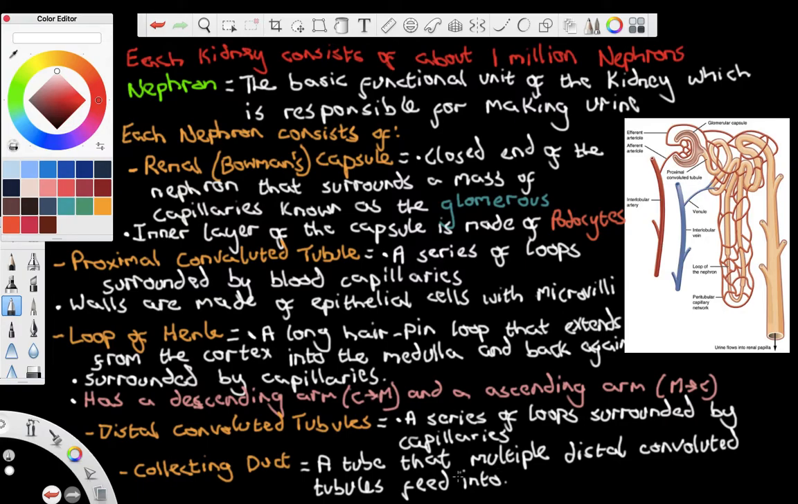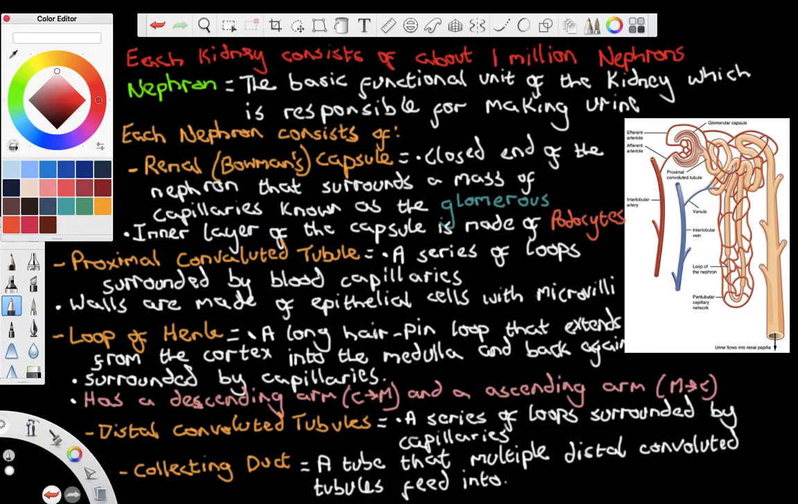So each kidney consists of about 1 million nephrons. A nephron is the basic functional unit of the kidney, which is responsible for making urine. We have the renal capsule, which is the closed end of the nephron, which surrounds a lot of capillaries known as the glomerulus. The inner layer of this Bowman's capsule is lined with what are known as podocytes. After the Bowman's capsule, we've got the proximal convoluted tubule. This is a series of loops which are surrounded by blood capillaries, and its walls are made of epithelial cells with microvilli.